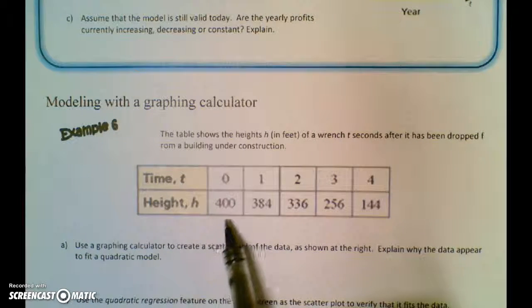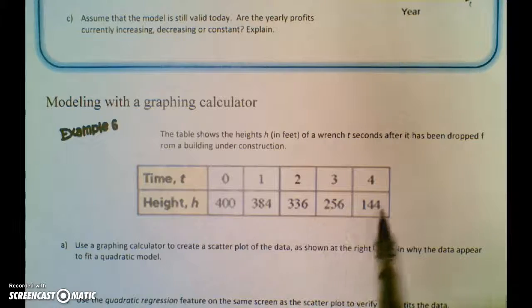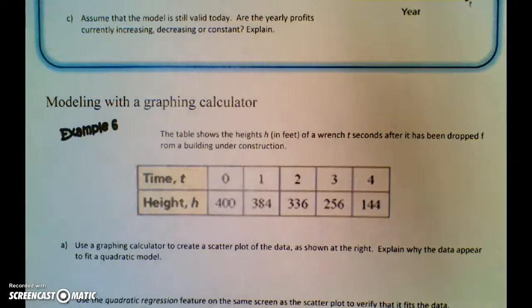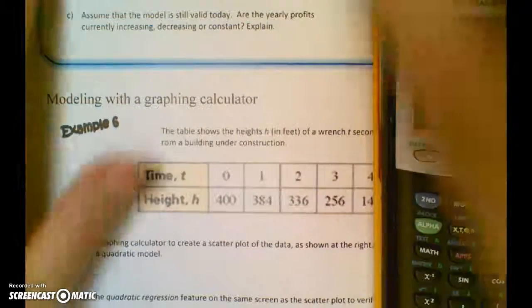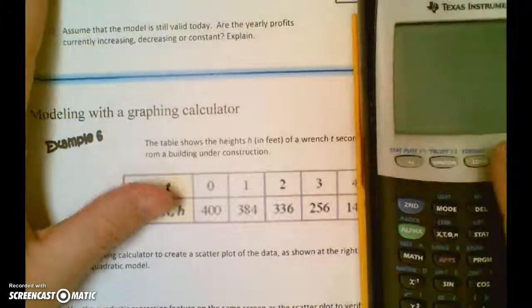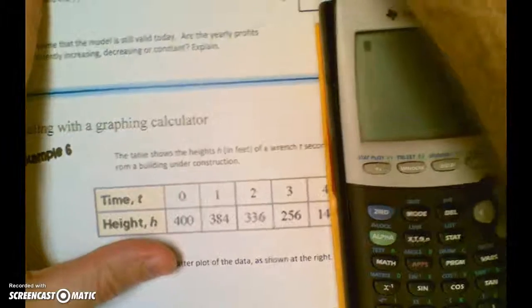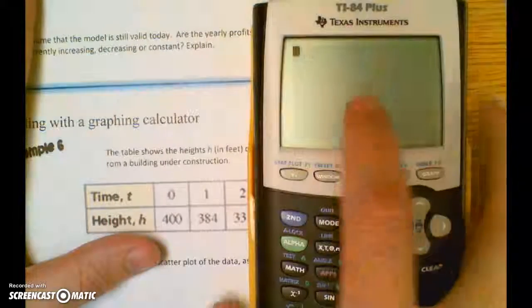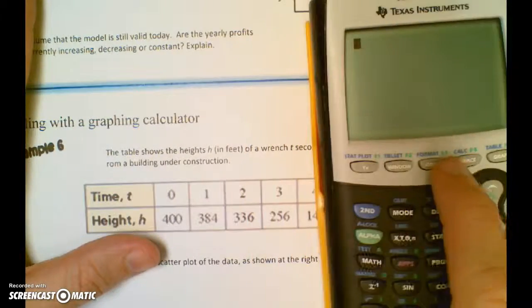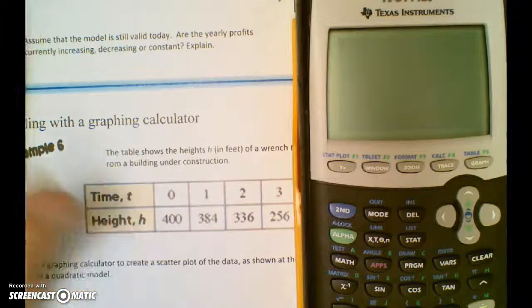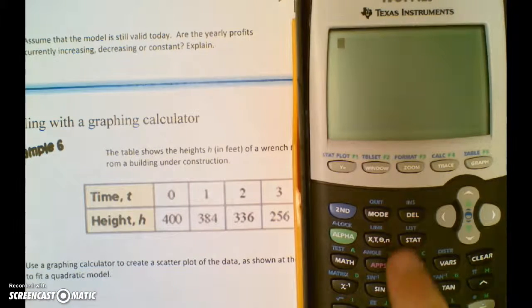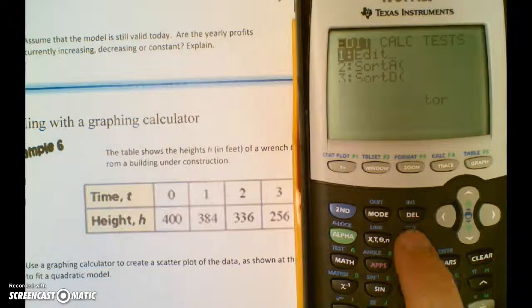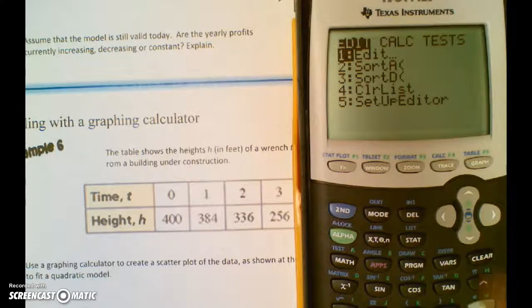So clearly the height is decreasing as time goes on because the wrench is being dropped from a building under construction. To enter this data onto your calculator, think back to Algebra 1 and you worked on linear regression. We're going to do quadratic regression. So to do that, you have to go under your calculator and hit the Stat button and then hit Edit, number 1.